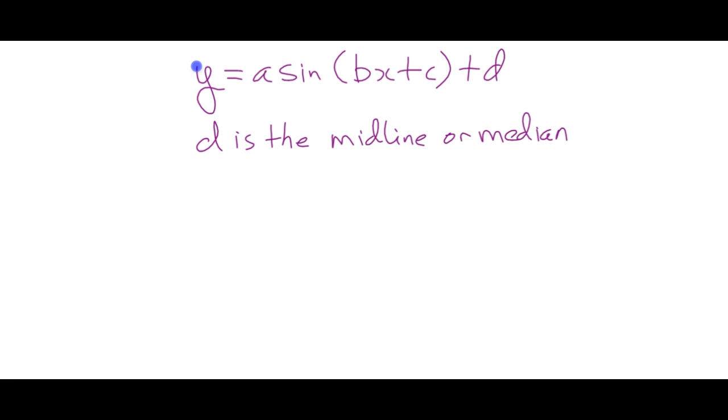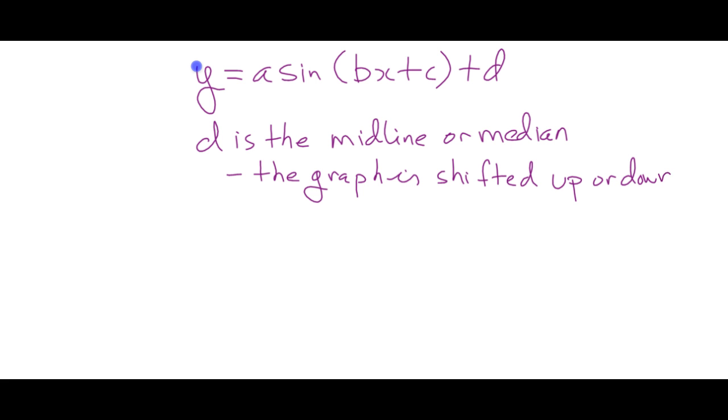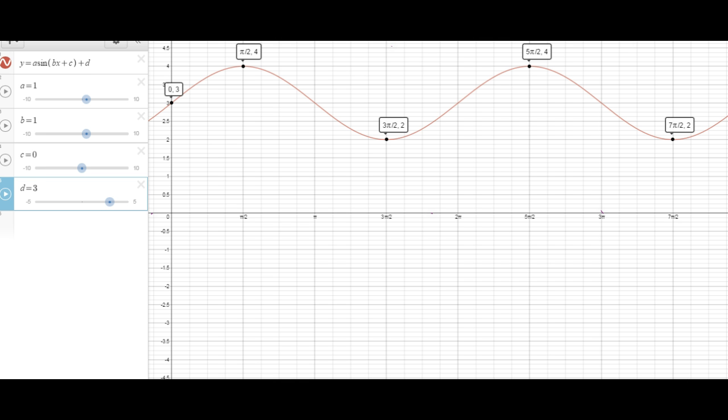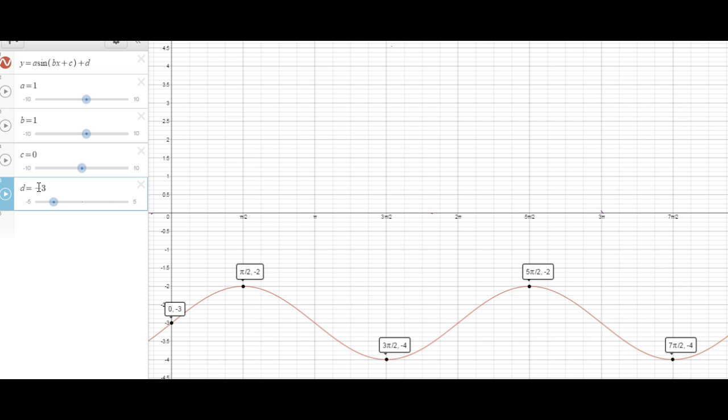What happened to the graph when we changed D? The graph is shifted up or down D units. So if I change D, I move the graph up or down. How far up or down? However many units D is. If D is positive 3, it moves up 3. If D is negative 3, it moves down 3.